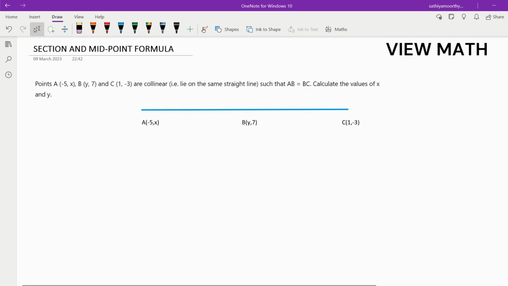Going to the next problem. Points A(minus 5, x), B(y, 7) and C(1, minus 3) are collinear, that is, lie on the same straight line, such that AB is equal to BC. Calculate the values of x and y. You can see here this is just a straight line. They have given that A, B, C are collinear, that is, they lie on the same straight line. And one more thing they have given is AB is equal to BC.